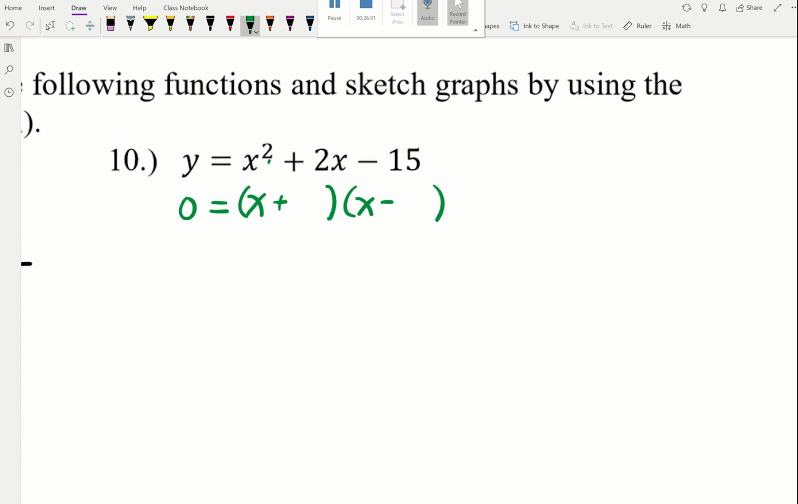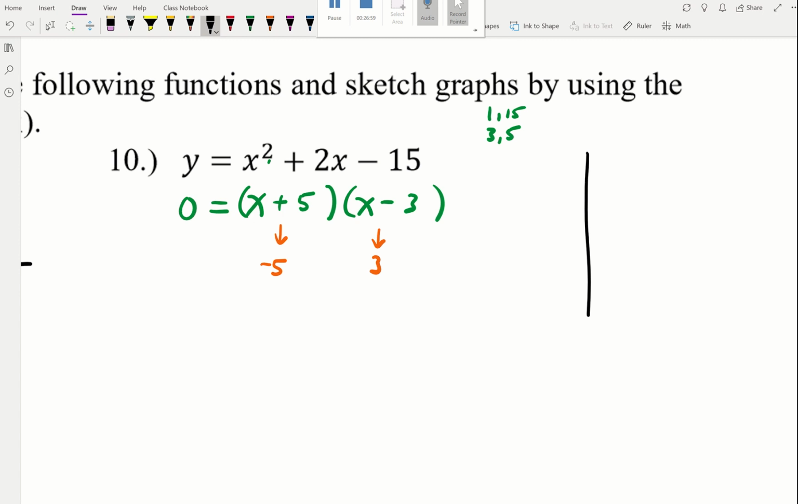Now we're looking for factors of 15. So the possibilities are 1 and 15, 3 and 5. Well, we want the ones that when multiplied by x and x give us 2. We could do some trial and error, but in this case it's going to be 3 and 5. So positive 5 with negative 3. The x-intercepts are going to be at negative 5 and positive 3.